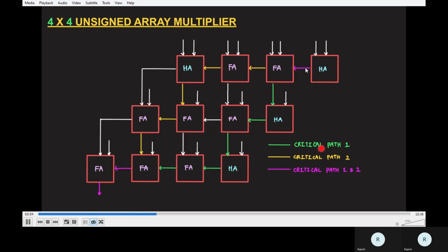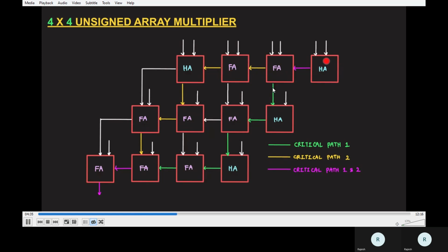In the first case also, the yellow color carry from your half adder propagates to the left side. Also, the carry from the half adder will propagate to the full adder. Then the output is written as a green line. But this carry is propagated as a carry as well as input to the next half adder. So here we have written critical path 1 and 2, where both critical paths are colliding. The output of the half adder is a carry, which is input to your full adder, and that output is nothing but the carry to the next stage.